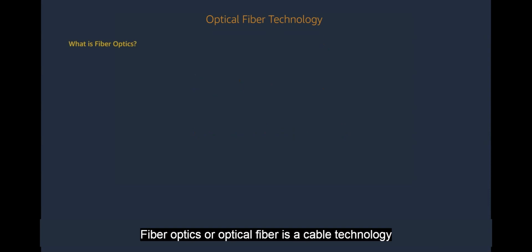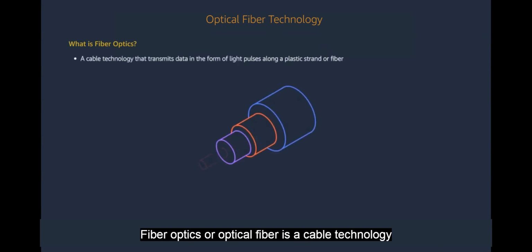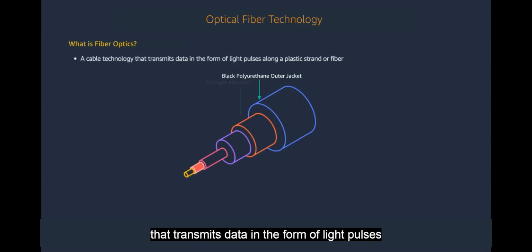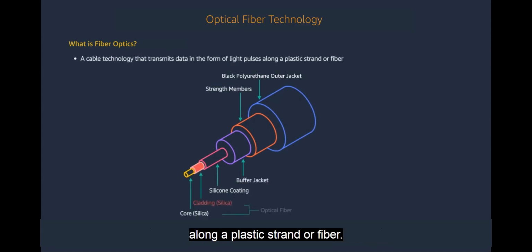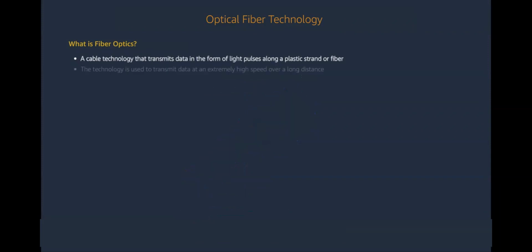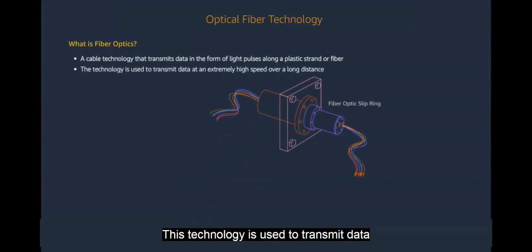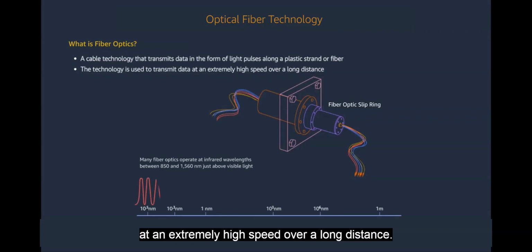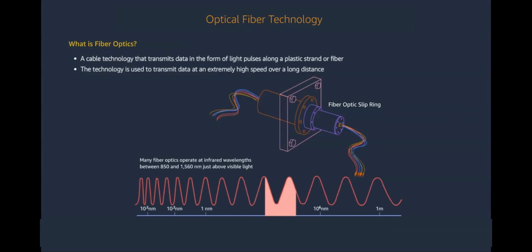In this video, we will learn about what an optical fiber is, when it is used, and how it works. Fiber optics, or optical fiber, is a cable technology that transmits data in the form of light pulses along a plastic strand or fiber. This technology is used to transmit data at an extremely high speed over a long distance.